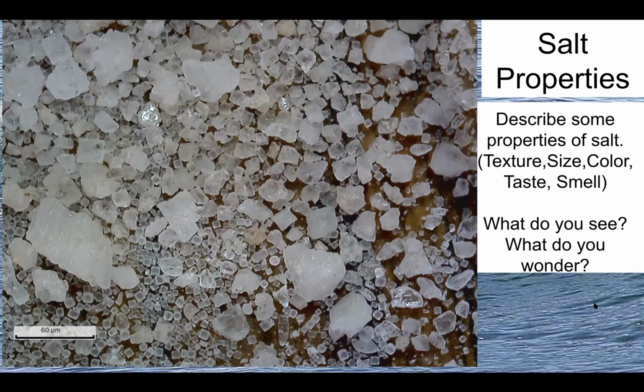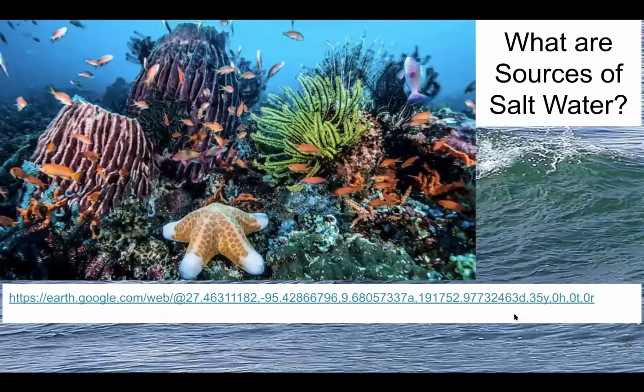Now, I will let you know those big chunks are actually the Peruvian pink salt. And then the smaller, tiny ones that kind of look like little cubes, that is the table salt. So you can see they look different in their crystal structure as well. In our next slide, we're going to talk about sources of water. So really quickly before I show you, go ahead and think about, what are some sources of salt water that you can think of? Think about that in your mind.